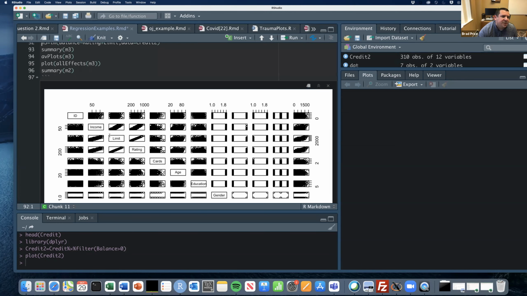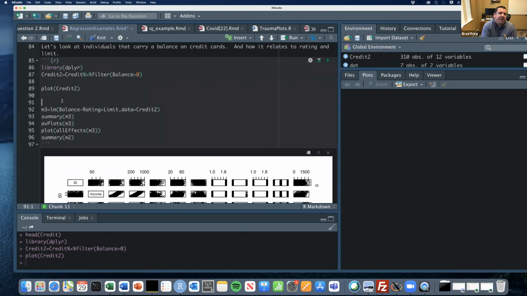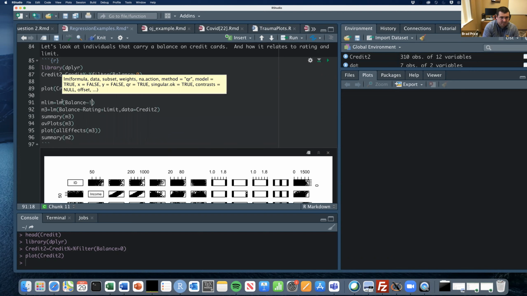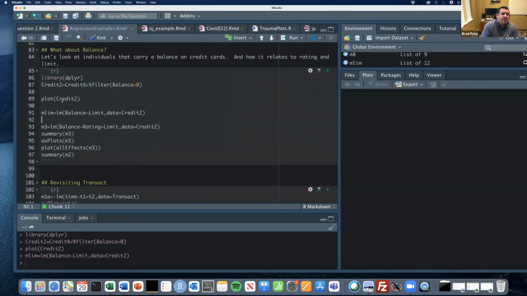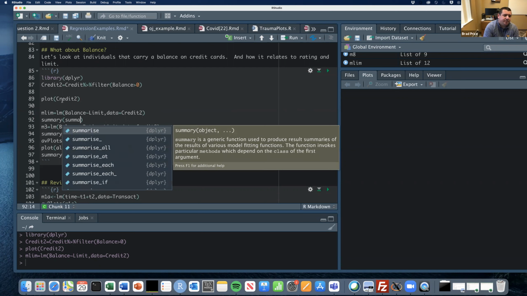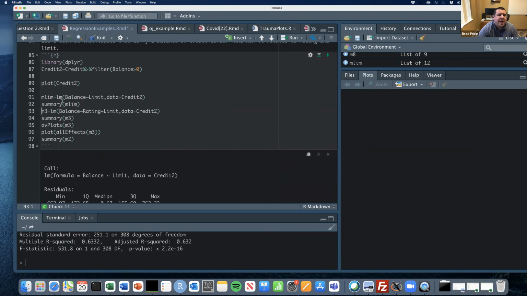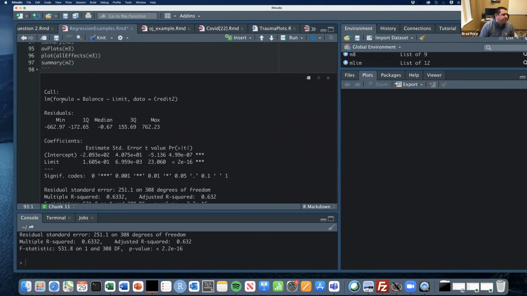Well, the first thing I want to do is start off by saying, look, I'm going to create something called model limit, which looks at balance against limit, data equals credit 2. Now, all I'm going to do is look at summary MLim. Okay. Now, here's what this says. This is our simple linear regression model.